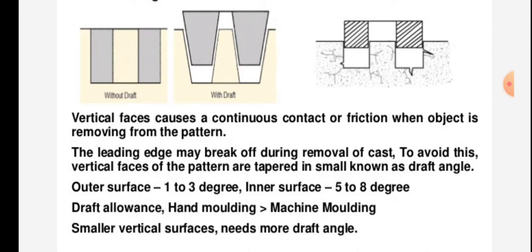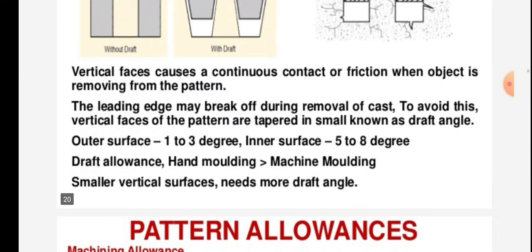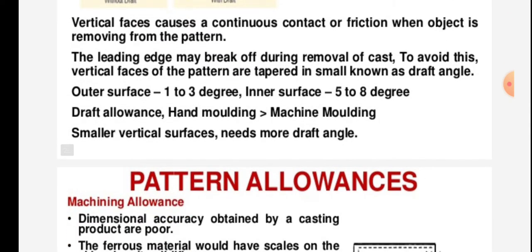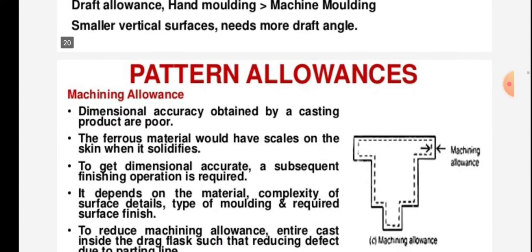in small amounts, known as draft angle. Outer surface: 1 to 3 degrees; inner surface: 5 to 8 degrees. Draft allowance depends on hand molding or machine molding. Smaller vertical surfaces need more draft angle.